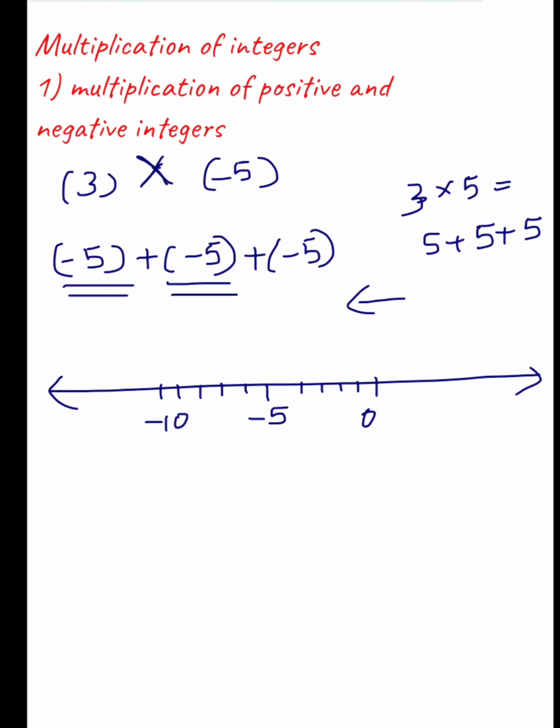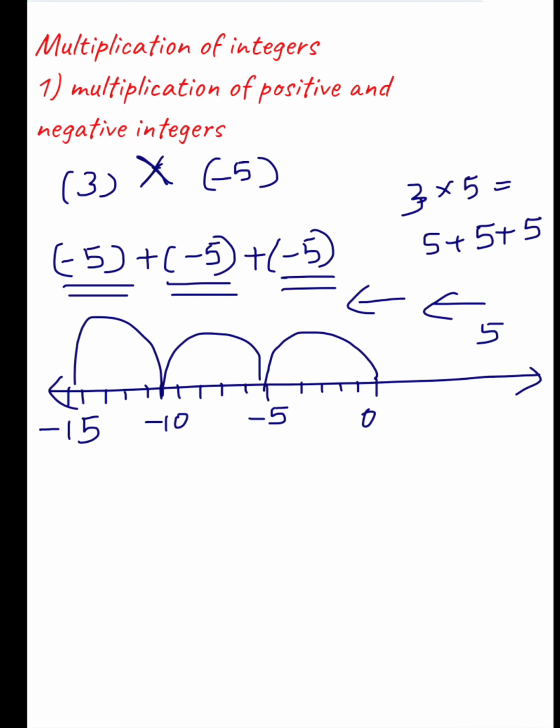Now again you have to add minus 5, which means again you have to move to the left side by 5 units. So 1, 2, 3, 4, 5, you will reach here, that is minus 15. So first time you reached here, then here and then here. Finally you will get minus 15 as the answer. So 3 into minus 5 equals minus 15. By using this number line we got the answer as minus 15.